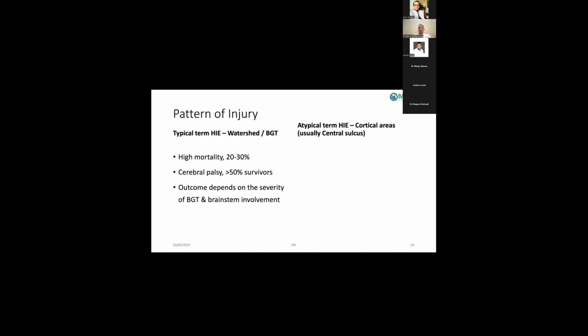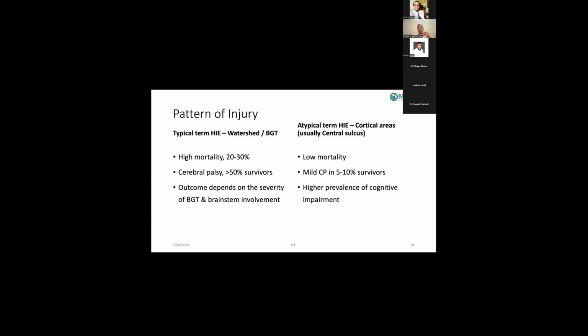The typical term HIE has a higher mortality, with a 20 to 30% mortality rate, and more than 50% of survivors do get cerebral palsy because it is involving the white matter. Outcome depends on the severity of the basal ganglia thalamic region and the brain stem involvement. You can see this is a deeper problem. The deeper nuclei are involved. Whereas the other one has low mortality, with mild CP in 5 to 10% of survivors.